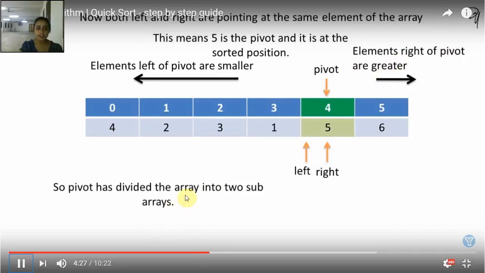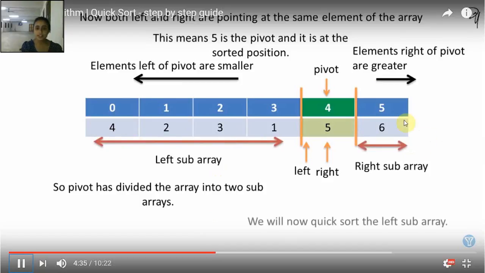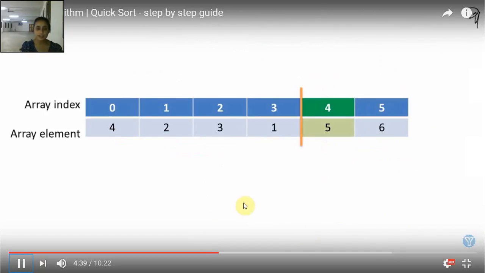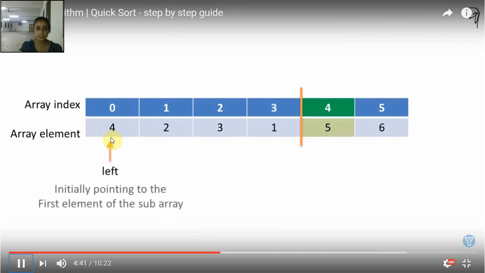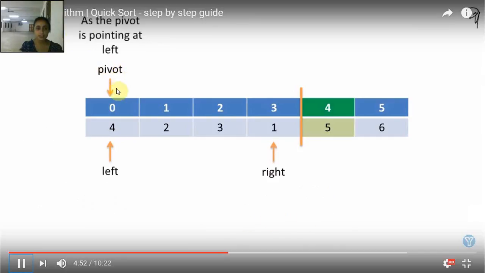So pivot has divided the array into two sub-arrays. This is the left sub-array and this is the right sub-array. Now we will quicksort the left sub-array. This is the left, initially pointing to the first element of the sub-array, and this is the right, initially pointing to the last element of the sub-array. This is the pivot, initially pointing to the first element.